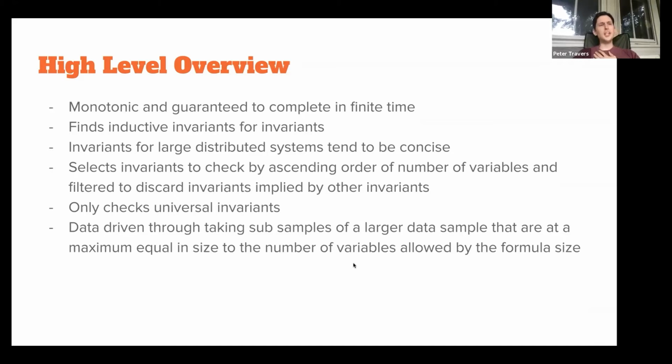So it only looks at universal invariants. I didn't dig too deep into the different categories of invariants, but a universal invariant is essentially one that applies to everything, all the nodes in the system, and it isn't specialized to any subset of the protocol, is what I roughly understood.